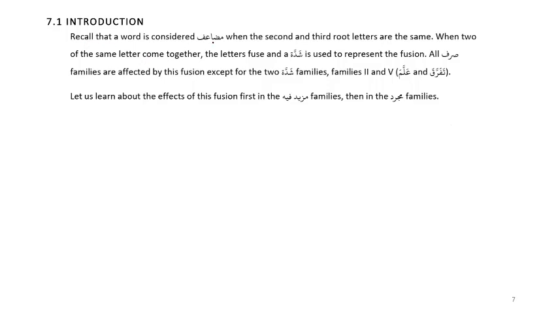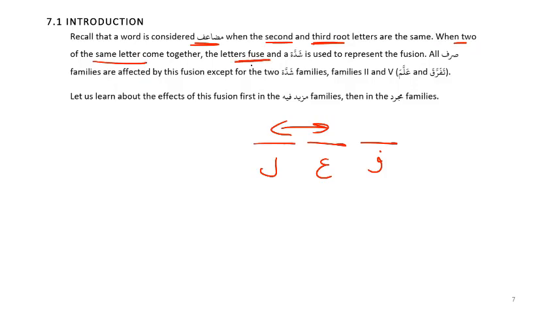Recall that a word is considered mudaaf when the second and third root letters are the same. So you have the fa letter, the ayn letter, and the laam letter. There is a given fa letter, and the ayn and the laam letters are the same. When two of the same letters come together, the letters fuse. Basically, these two letters are combined into one using a shadda. The shadda is used to represent the fusion, the sort of coming together of the two letters.